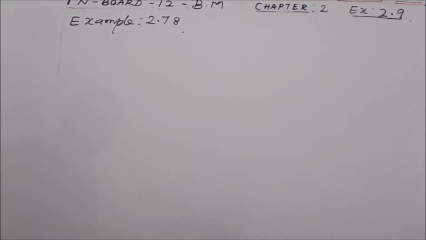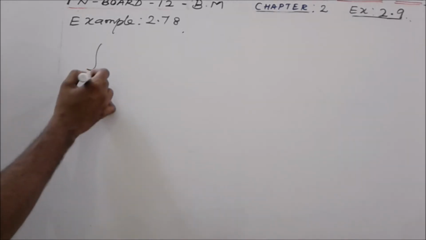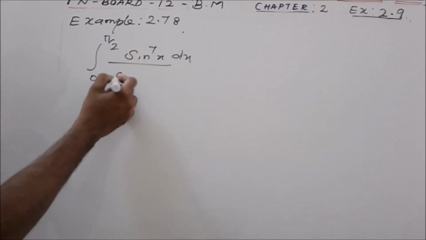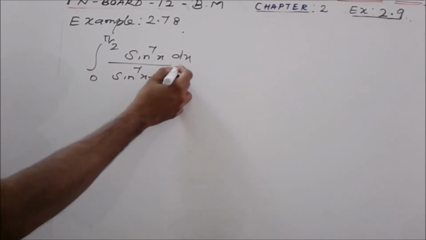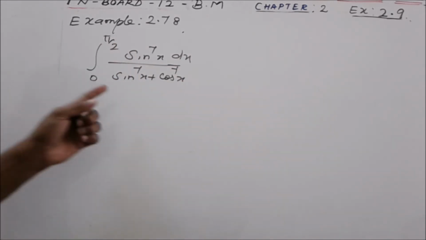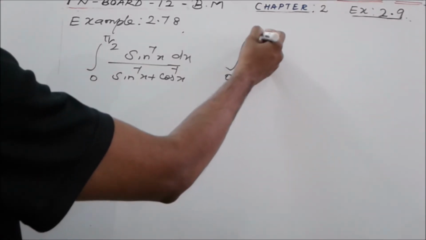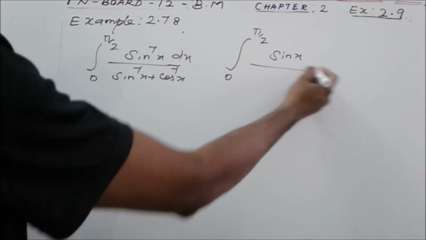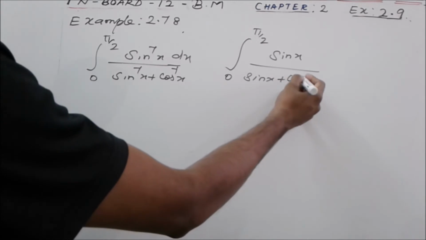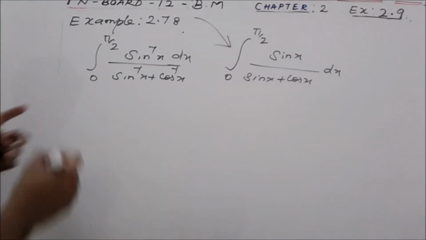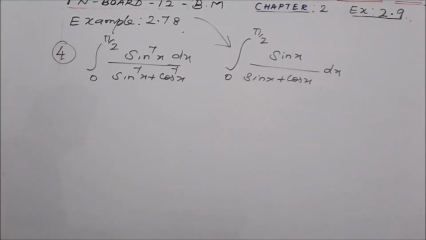Example 2.78 is the same as question number 4 in the exercise. In question number 4 we have integral 0 to pi by 2 of sin power 7x dx by sin power 7x plus cos power 7x. This is exercise problem 4. In the example we have the same limit 0 to pi by 2, sin x in the numerator, sin x plus cos x in the denominator. Look at these two cases. This is example 2.78 and this one is the exercise 4th question.